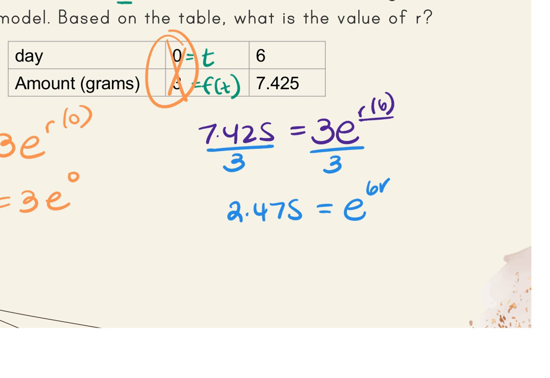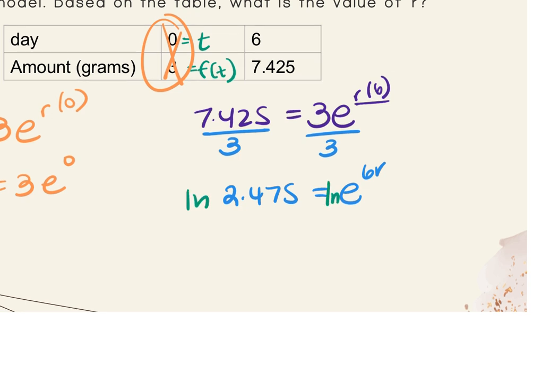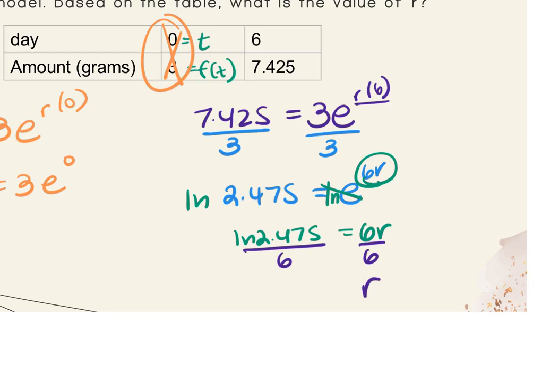Now to get to that exponent, I'm going to ln both sides of this equation. So ln of 2.475 equals ln of e cancels to give you the exponent. So this would equal 6r. And then we would divide both sides by 6. So in the calculator, I'm going to do ln 2.475, close the parentheses or hit enter, then divide by 6. And r is 0.151.